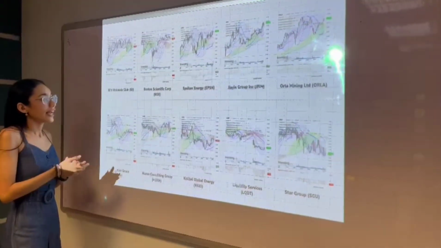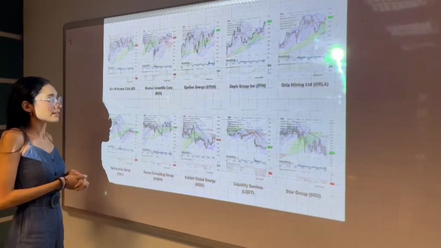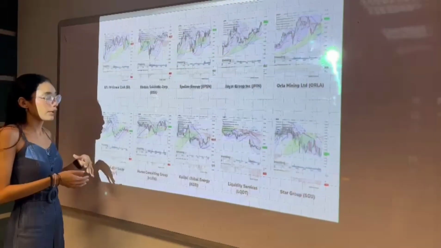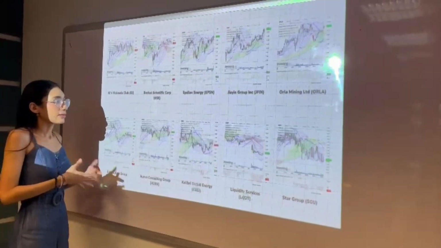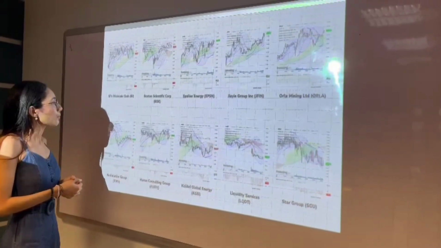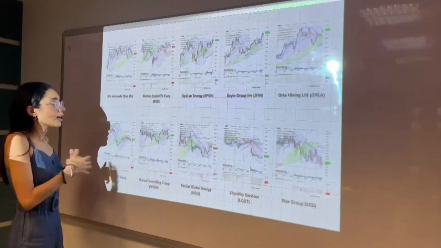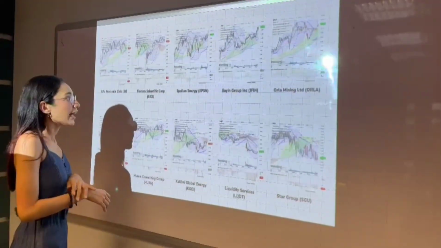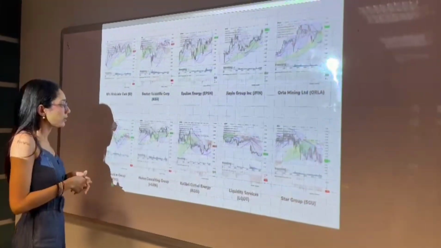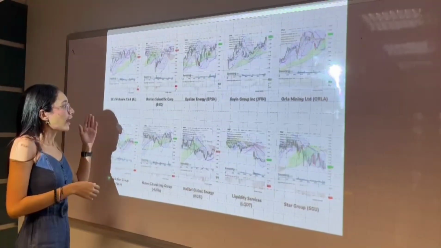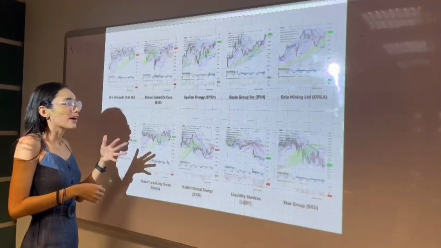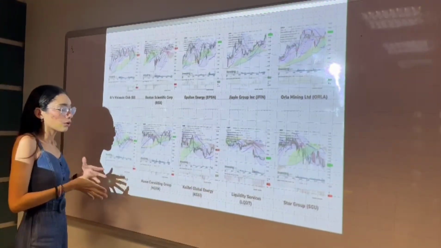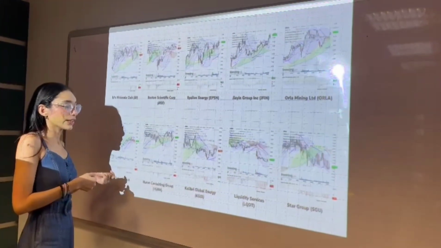So here we have the advanced charts of all 10 companies. At the top, we have the companies that had better returns, and at the bottom, we have the companies that had somewhat worse returns. So we can see that most of the companies, with the exception of Boston Scientific, Colibri Global, and Liquidity Services, had green Ichimoku clouds. We can also see that the companies at the top have a high momentum and are mostly overbought, and the companies at the bottom have medium to low momentum and they are mostly oversold.